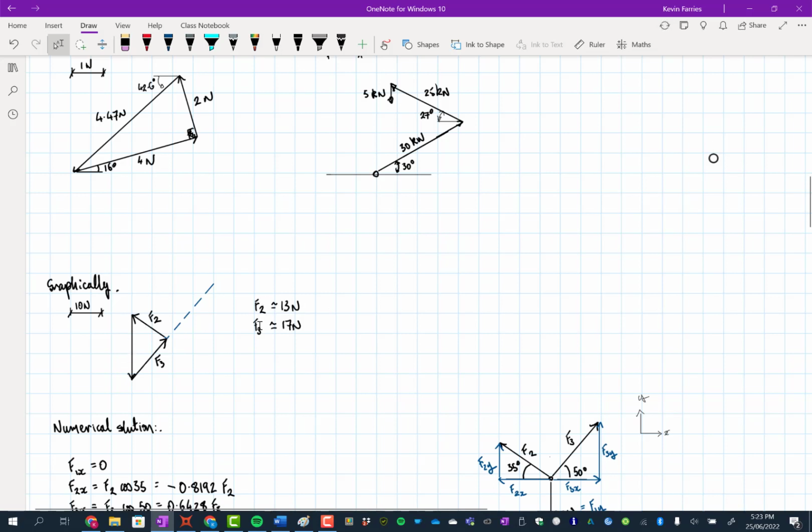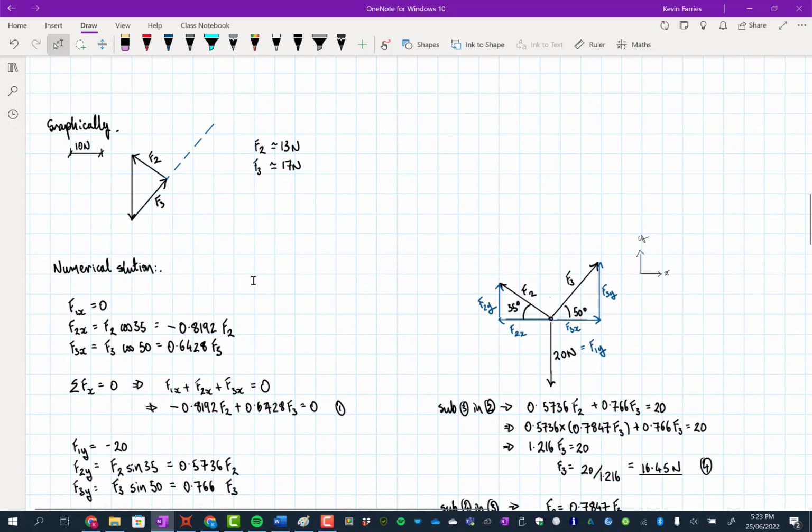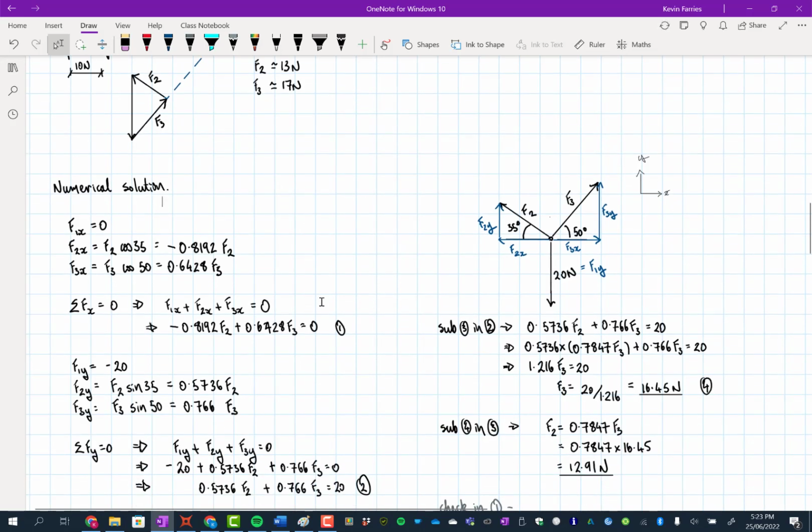We did the graphical solution. We figured out that F2 was about 13 and F3 was about 17 newtons. Then we looked at the numerical solution. To do that one, like when you're combining vectors, you find the x and y components. And then what we want to do is get two equations with two variables. So we write the x components in terms of the original forces, F2 and F3, and we also write the y components in terms of F2 and F3.